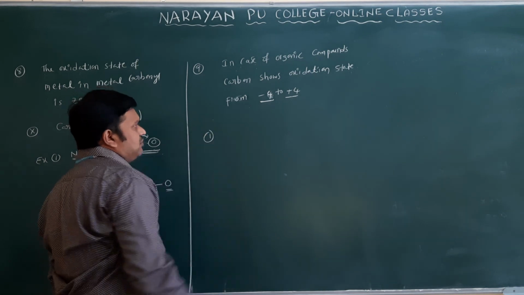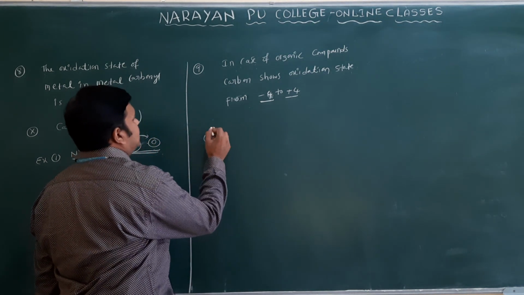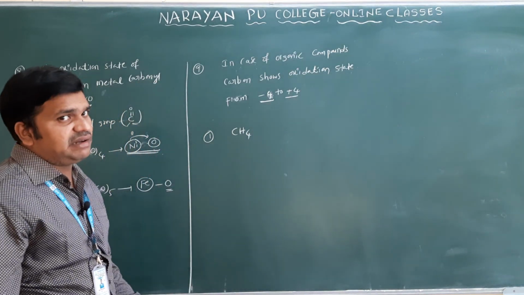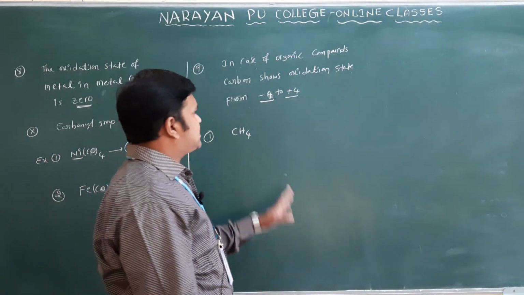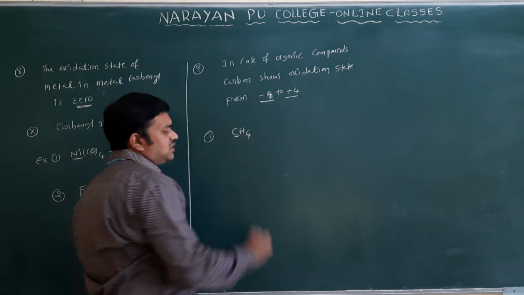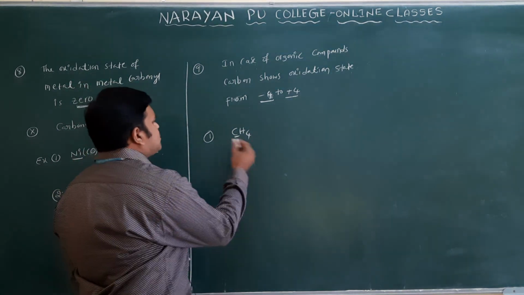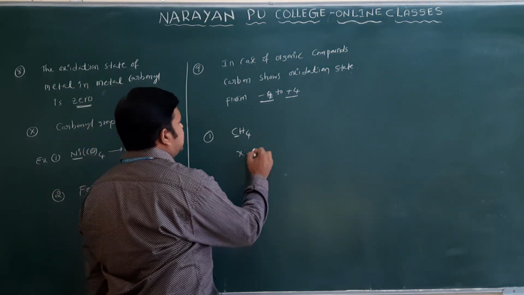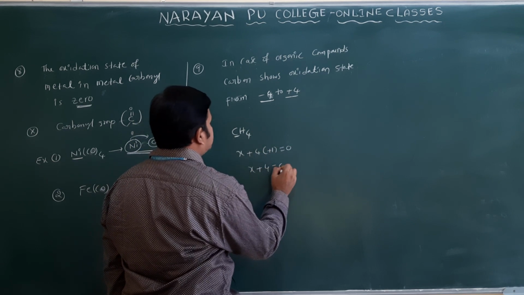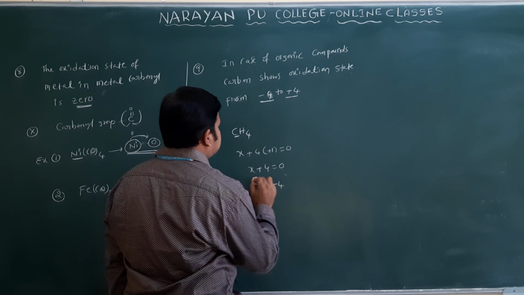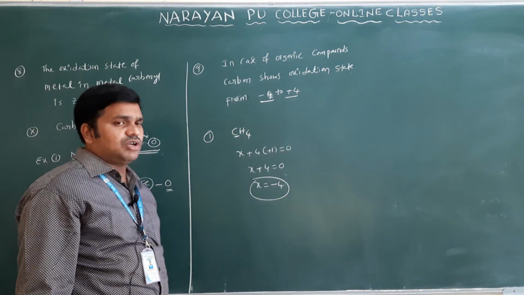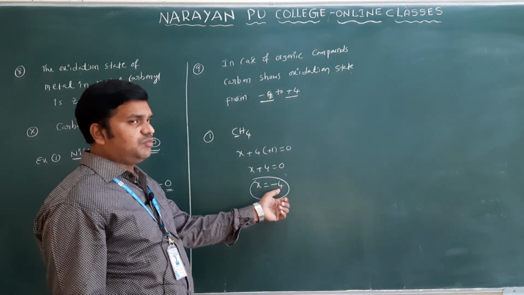Let us take one example. Suppose I am taking methane, CH4. Methane is an organic compound, is it not? Yes, it is composed of carbon and hydrogen. You want to find out the oxidation state of carbon in methane. Carbon you take as x, plus 4 into +1 is equal to 0. x plus 4 equals 0. Then x equals -4 only. So the oxidation state you got is -4.